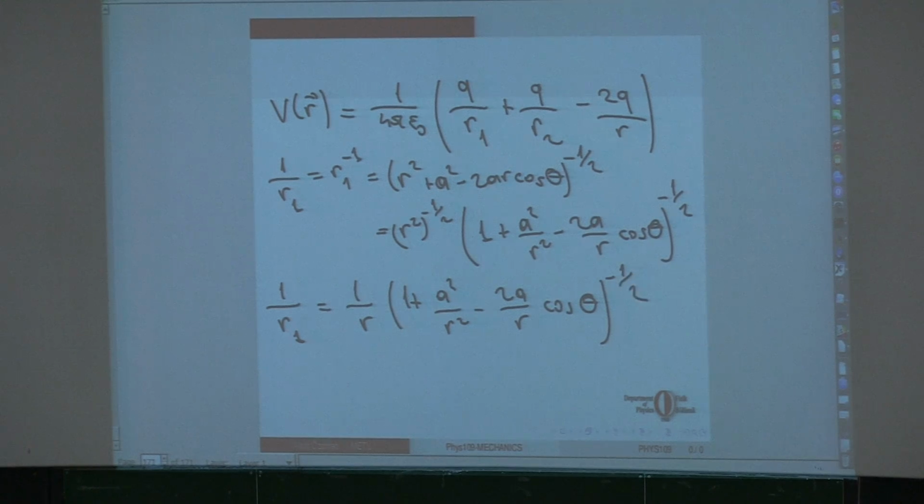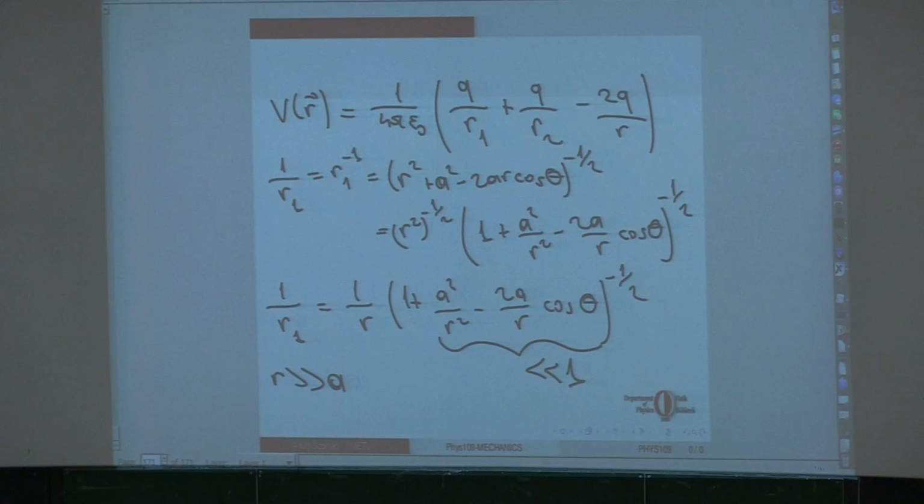Now we need to calculate the potential at a distance R much, much larger than A. So a squared over r squared is very small. A over r is very small. So this number over here is much, much less than 1. Even here, this term is much smaller than this one. So at the first approximation, you can even ignore this term.